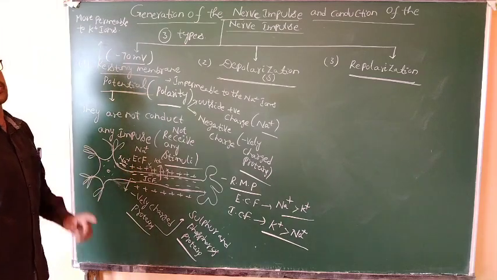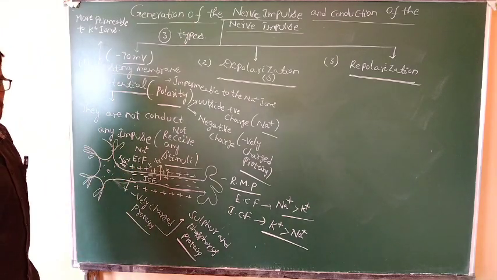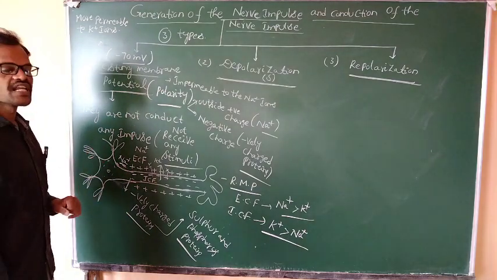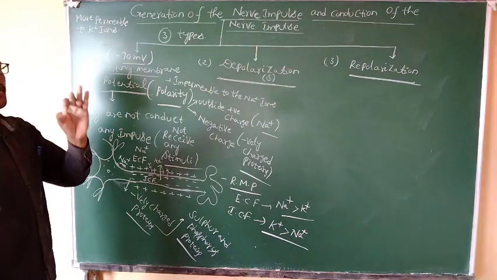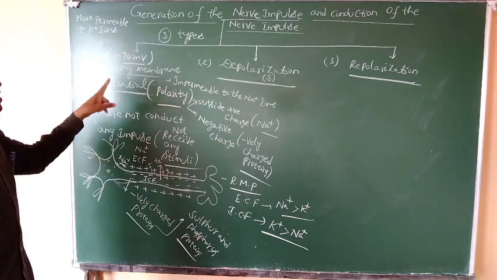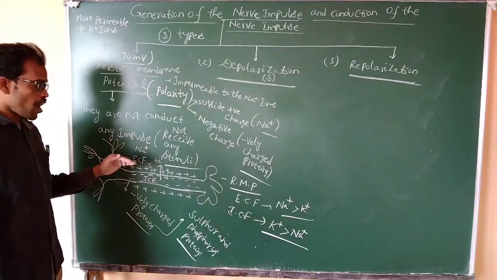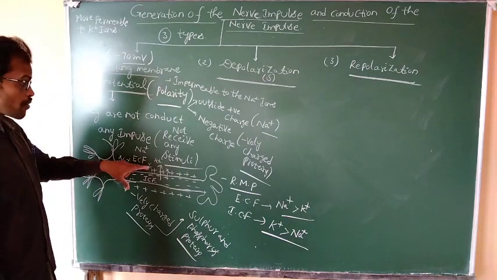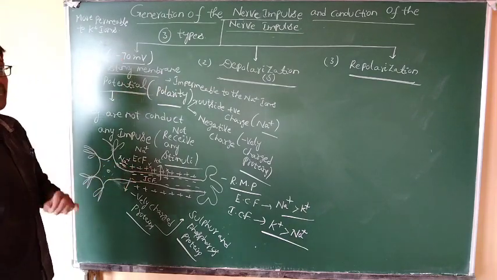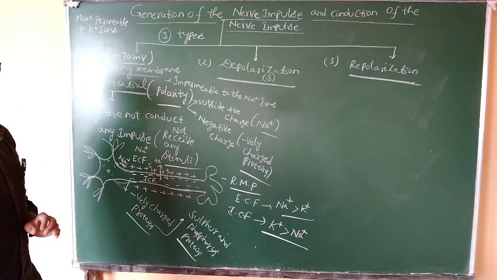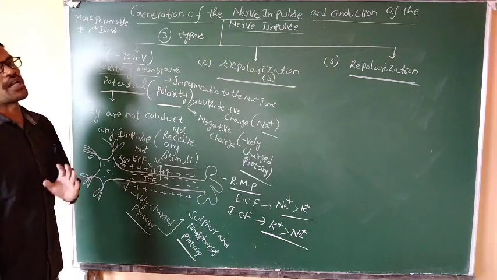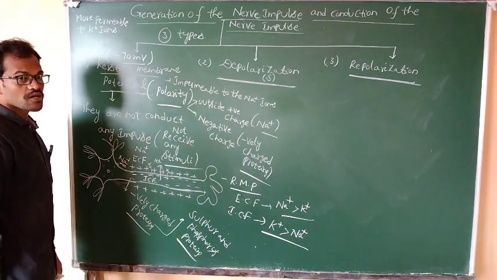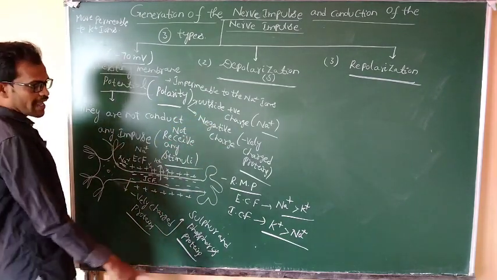Outside is always positive charge, inside is always negative charge. The outside positive charge is maintained by the sodium ions, and the inside negative charge is maintained by the negatively charged ions. Minus 70 millivolts is maintained with sodium and potassium.